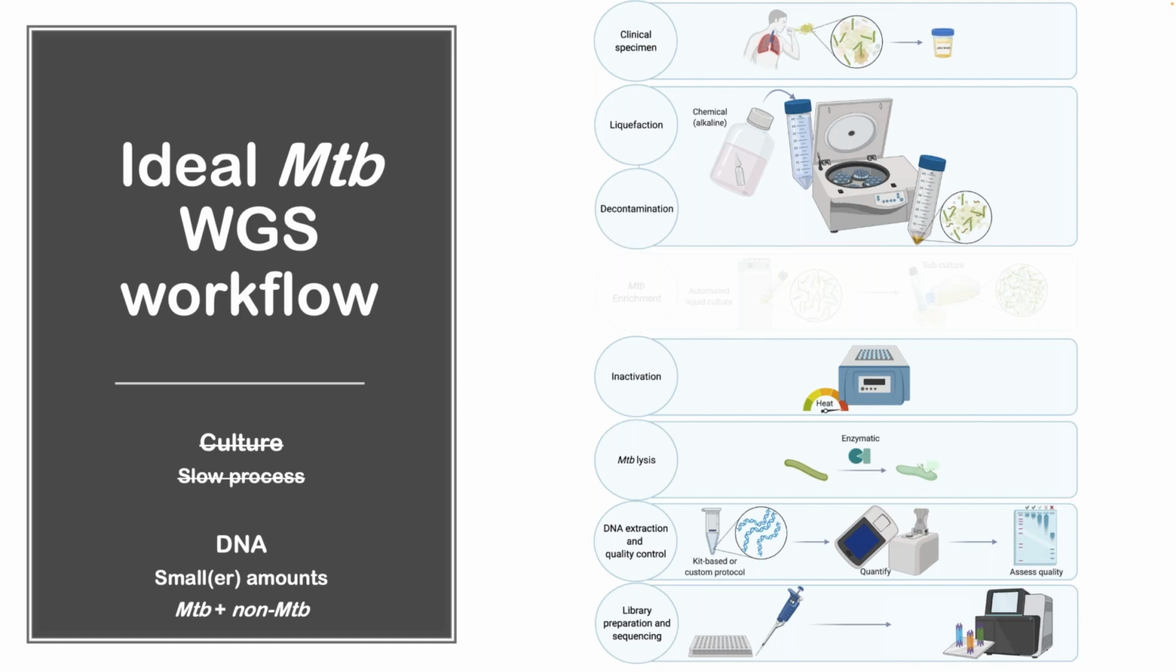As I mentioned, MTB grows fairly slowly, and in our ideal scenario, we would bypass this time-consuming culture step altogether and extract DNA directly from a clinical specimen, or even from a clinical primary culture, avoiding the subculture step that I've mentioned and that is grayed out on this part of the slide. And this would significantly reduce the turnaround time to go from sample to sequence. Now, in order to do this, we need to find ways around using small amounts of DNA for sequencing and eventually overcoming non-MTB contamination.